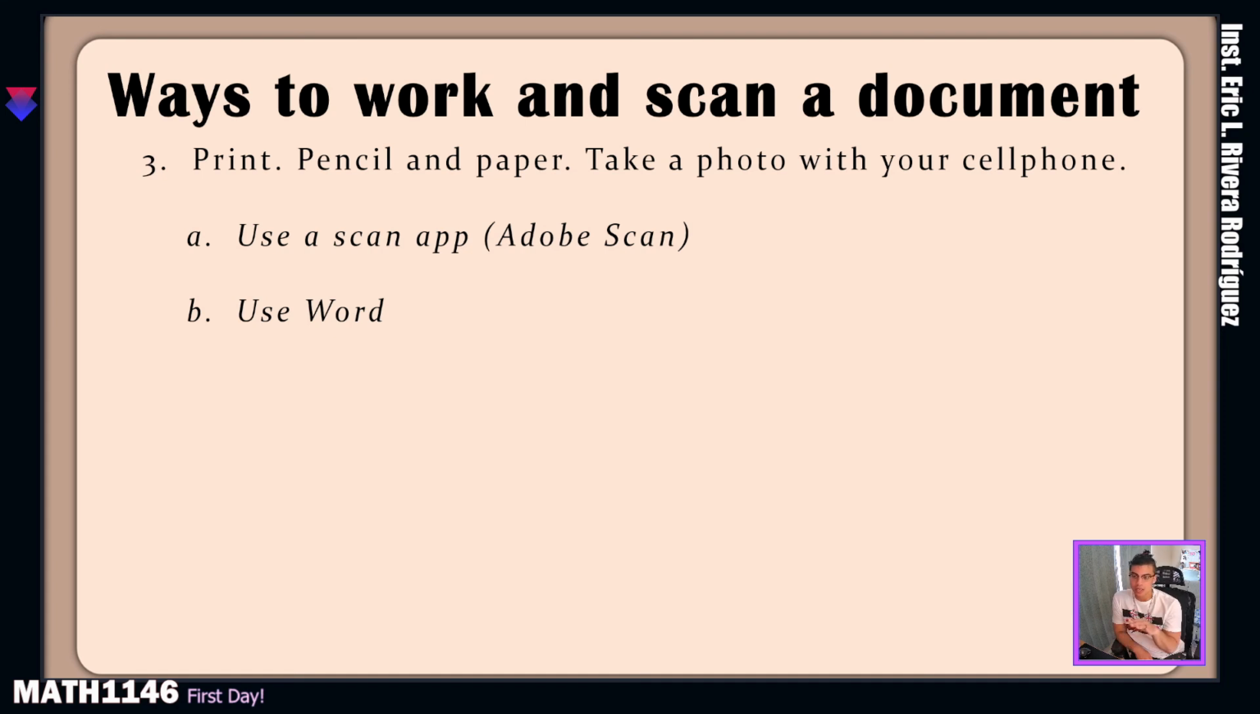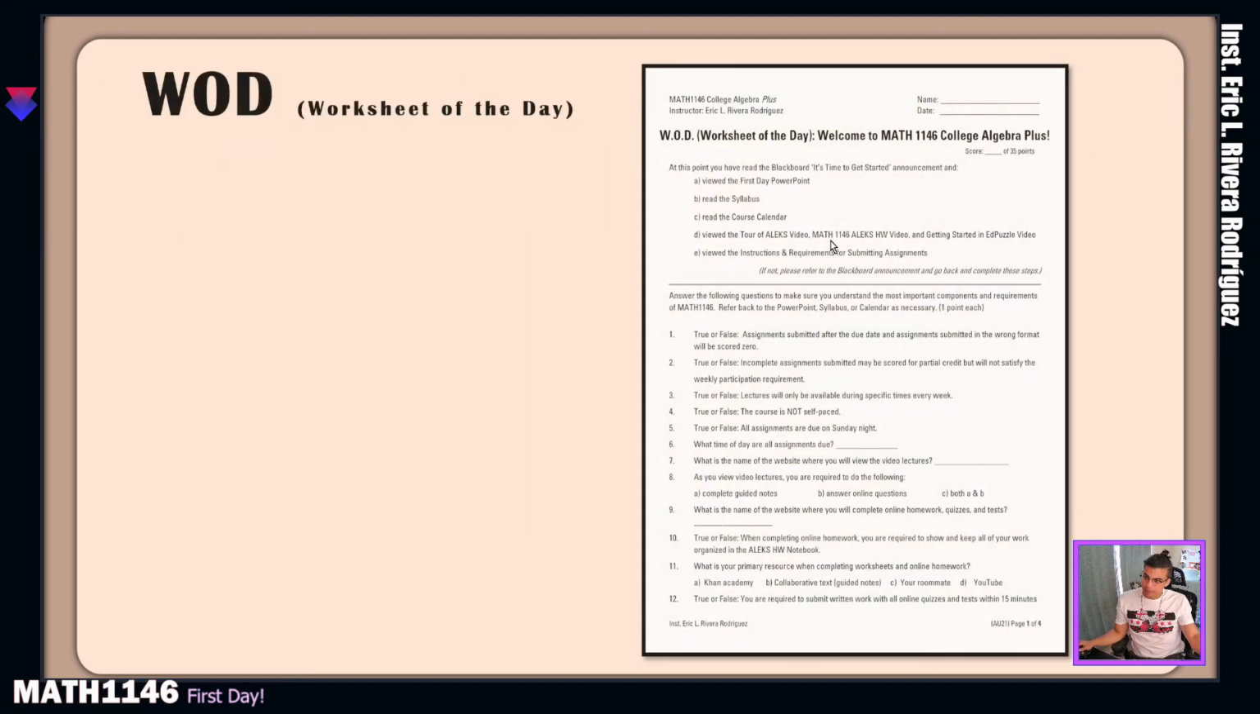You can use a scan app on your cell phone, or you can use Word. Word is very easy to use. You grab the picture, copy and paste on the pages on Word, align the pictures, save that document as a PDF, and that's it. All right. So that's one way to work with that.